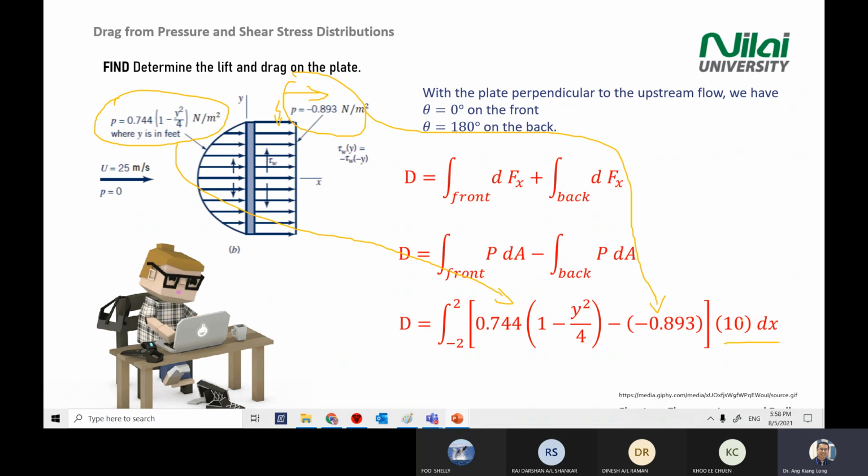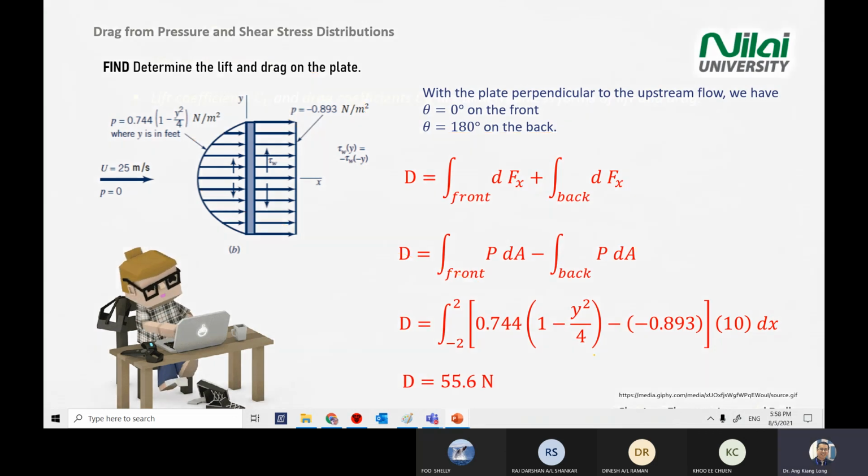Again, how do you get 10 times dx? These two will give you dA because the width is 10. Then after that, you'll get the value of drag. Okay, so I think we will stop here.